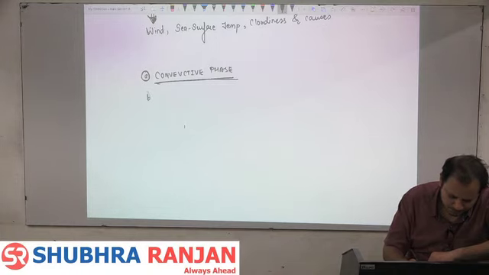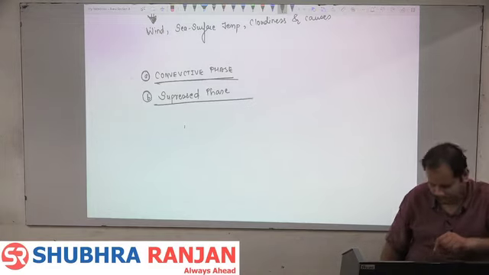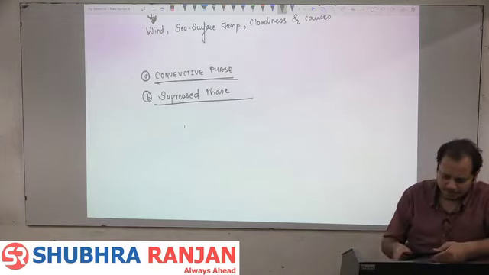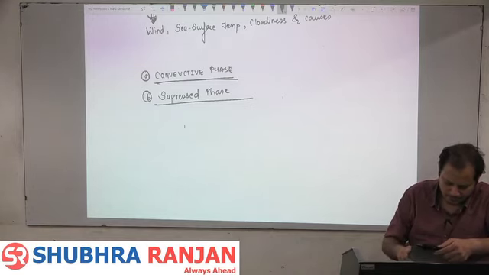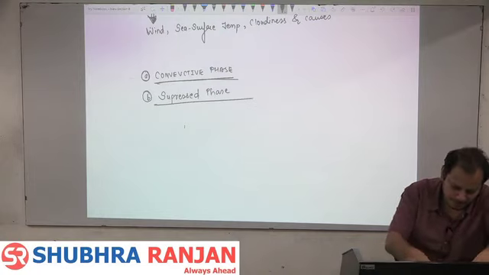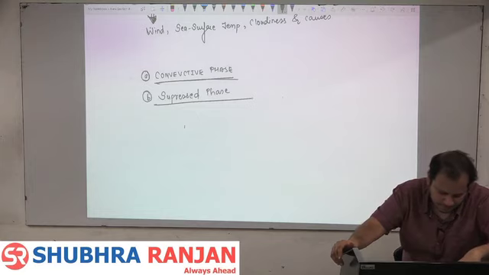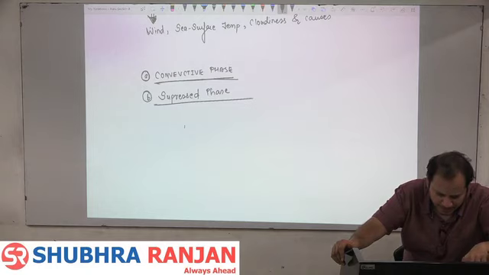And subpoint 2, suppressed phase, in which the wind settles, causing stability and dryness in the atmosphere.